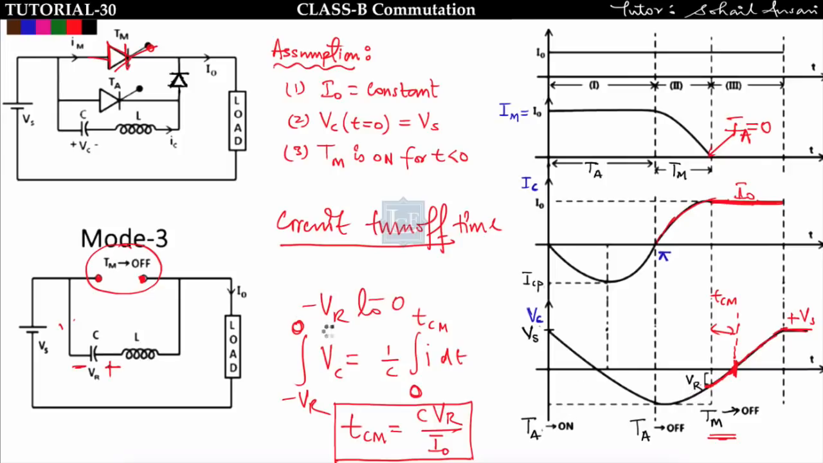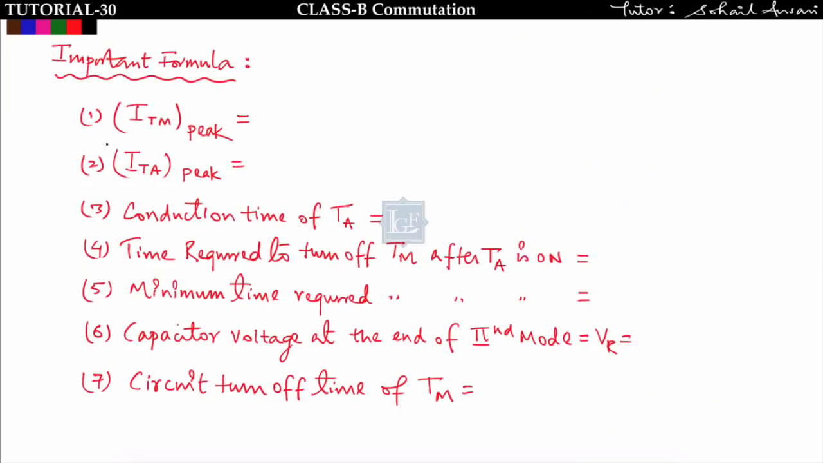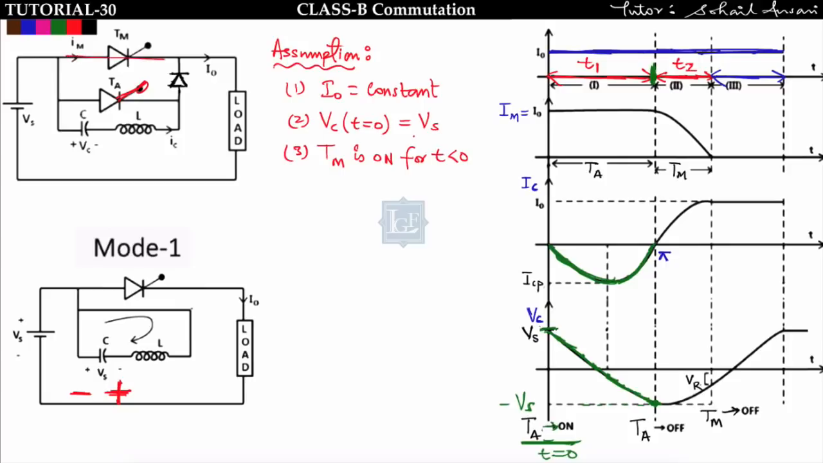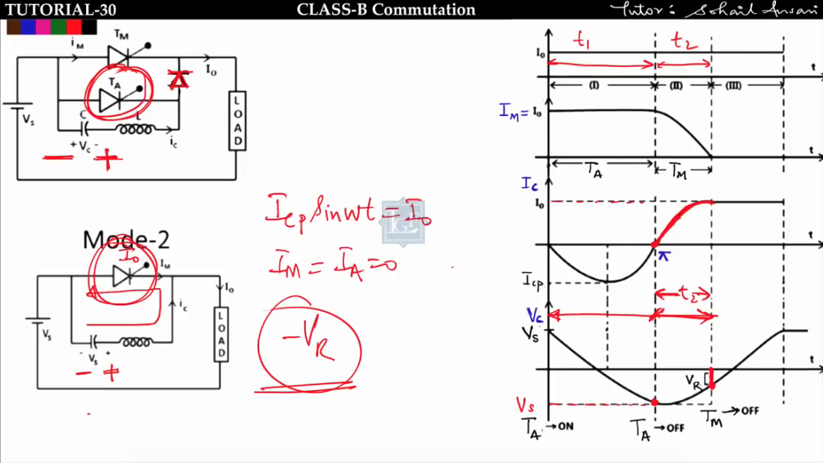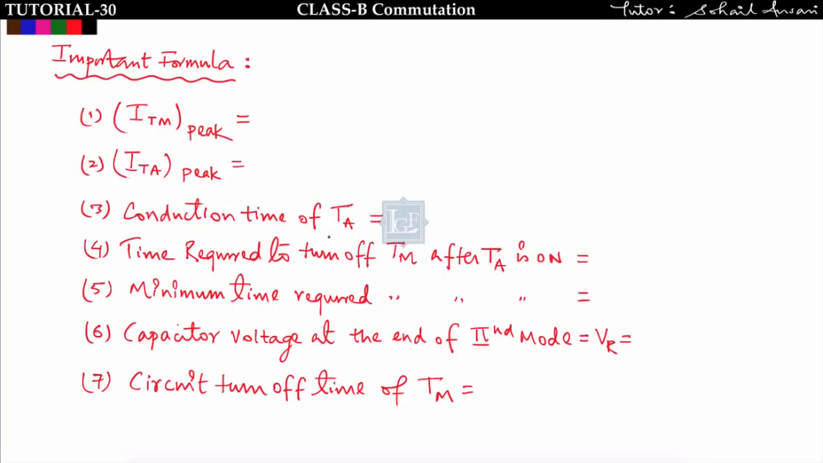Okay. So let us summarize the formulas that we have derived. The first formula: what is the peak current flowing in the main thyristor? See, the peak current flowing in the main thyristor is nothing but the load current only. We have seen the peak current here in mode 1 is I naught. Okay. In mode 2, it is less than I naught, because the capacitor current will decrease the main current. So the peak current across the main thyristor will be I naught, that is equal to the load current.